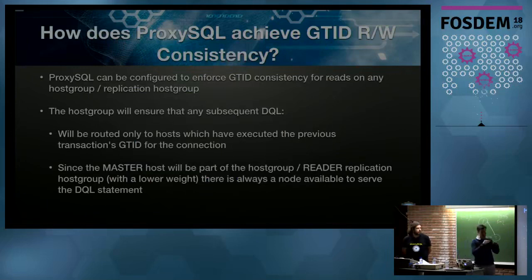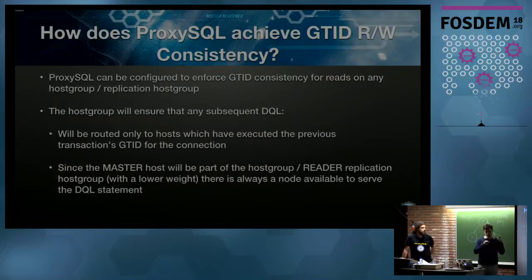But how do we achieve the consistency? ProxySQL can be configured to enforce this consistency on specific host groups. If you've enabled this, what ProxySQL will do is, when a session is initiated and some transactions are occurring, ProxySQL will check the status of a host before routing a select to it, and it will check to see if the last GTID that was executed for that session on a group of servers has been executed on the slave before sending the query.